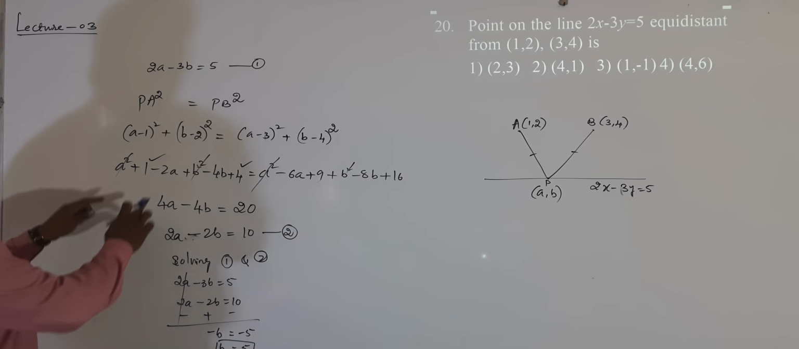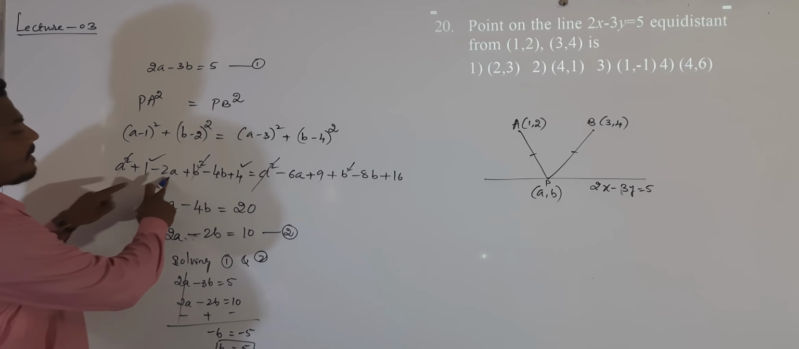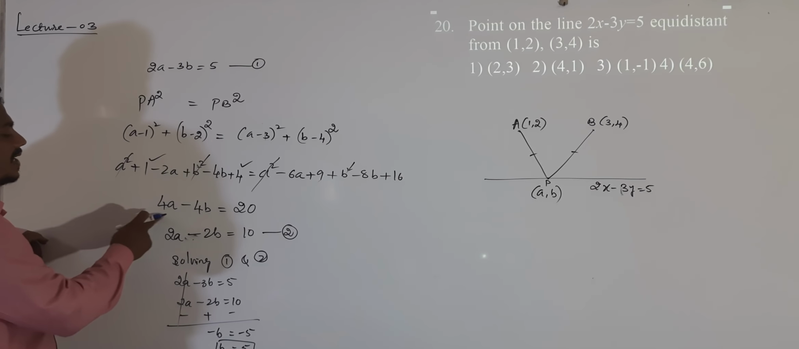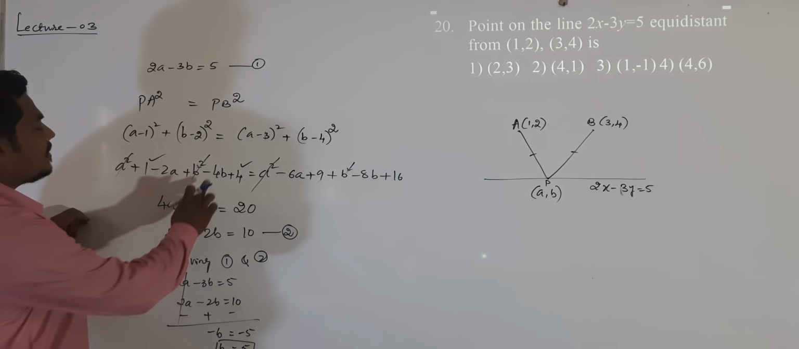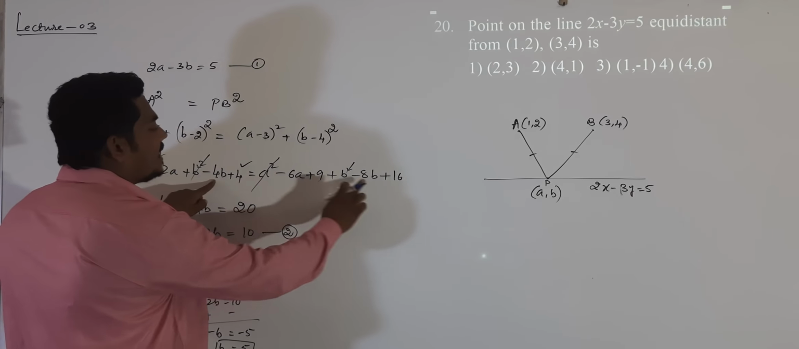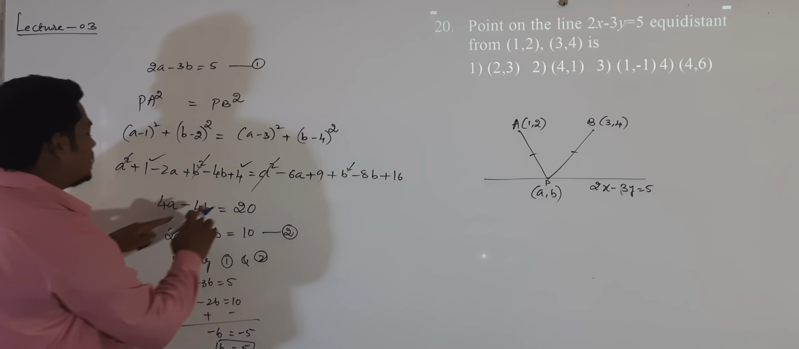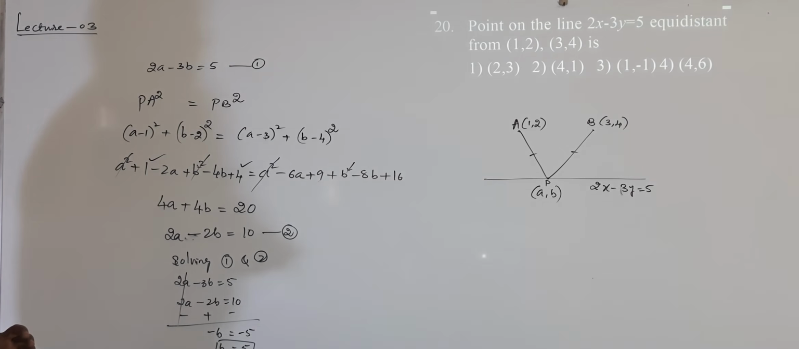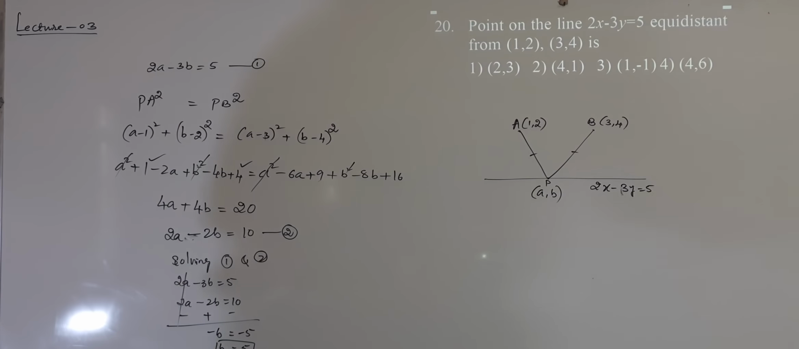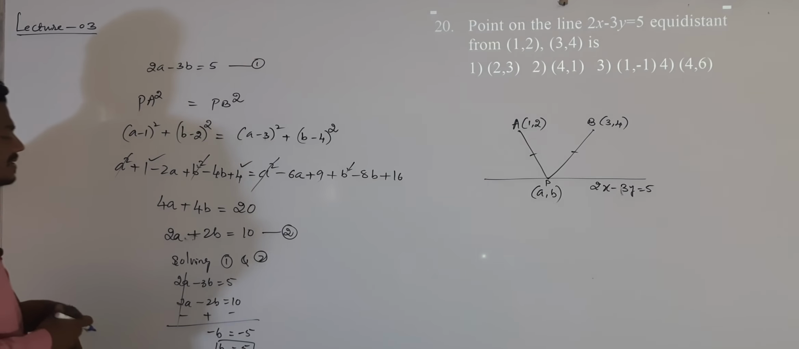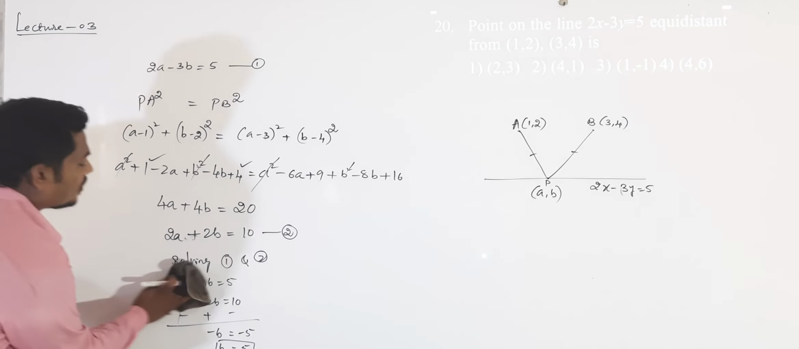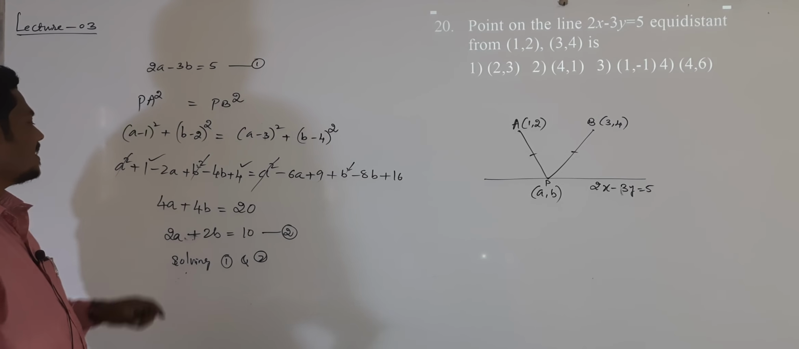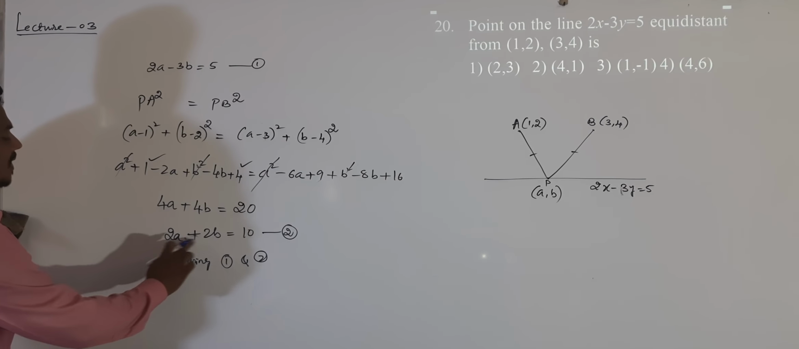After that rearrangement, here minus 2a is there, here minus 6a is there, so it will be 4a. Here minus 4b is there, here minus 8b is there. If you take this one, then it will be plus 4b, right? Now if you take this minus 8b to the LHS, then it will be plus 4b, meaning 2a plus 2b is equal to 10.